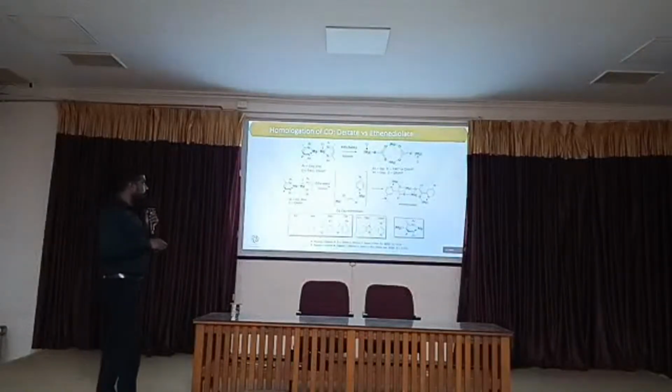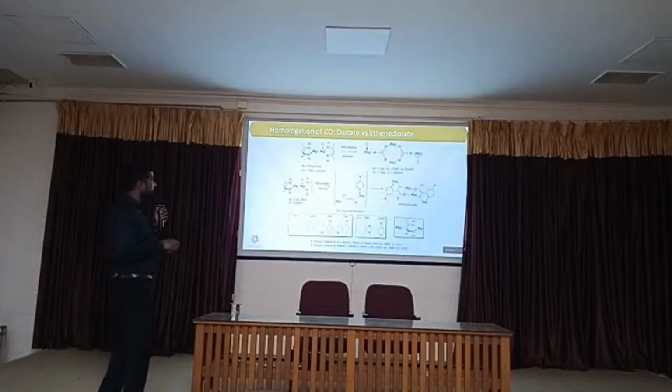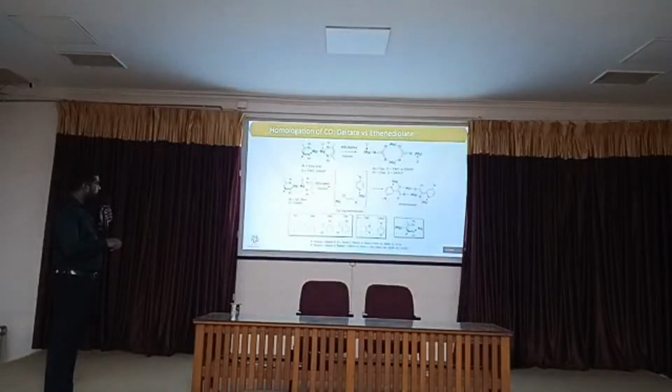Okay, so this is called deltate, this is called ethane dialyte. No need to remember the names, maybe it is difficult for you, but what you can see here, for example, if you look at this example, you have this group. For example, xylene, you have 1 methyl, 2 methyl. If you look at here, you have isopropyl group here.